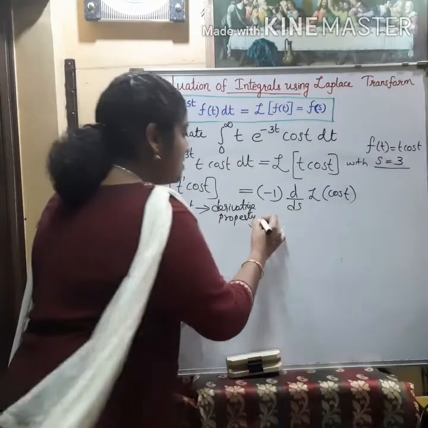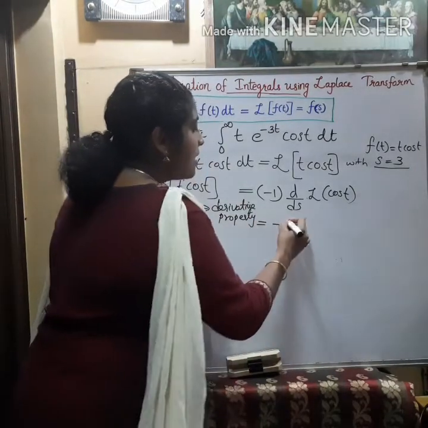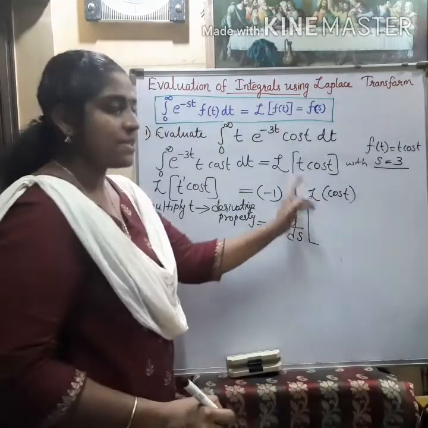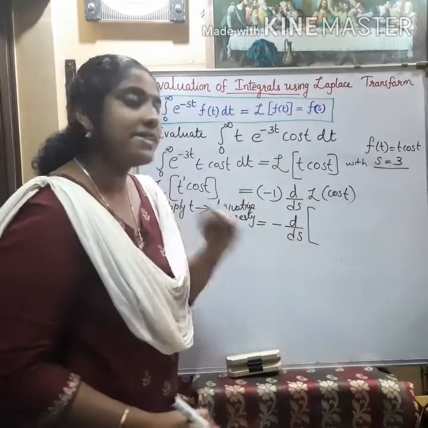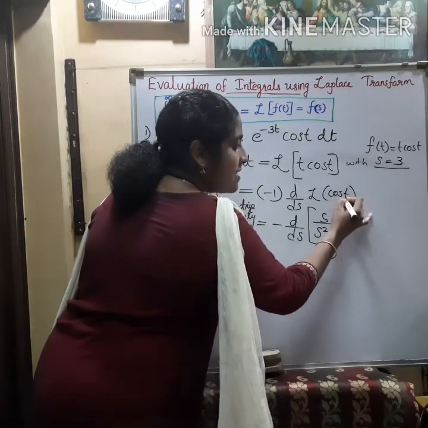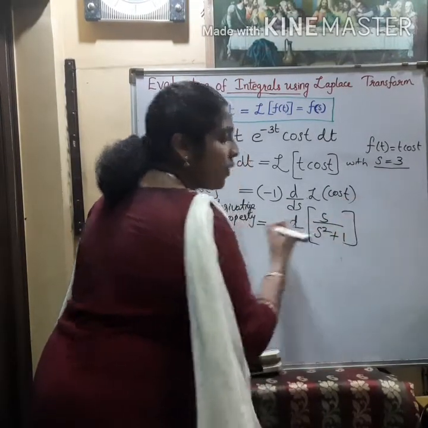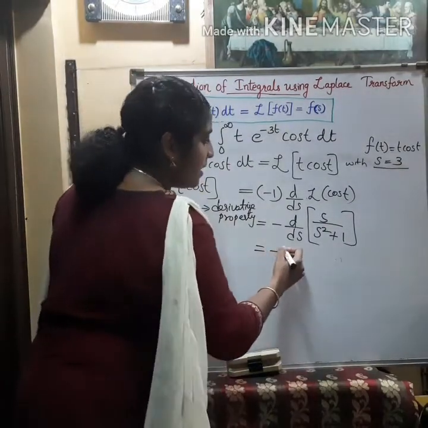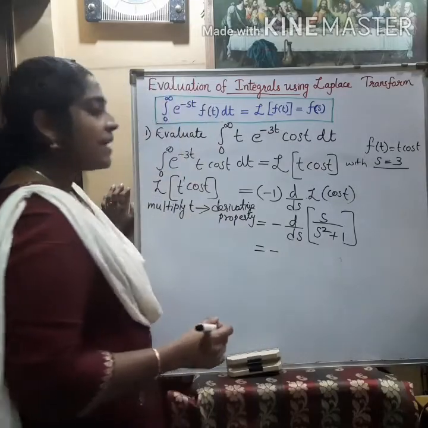Okay, so that is equal to minus d by ds of the Laplace transform of cos at, that is s by s square plus a square. A is here 1, so s by s square plus 1. Now that is equal to minus d by ds of s by s square plus 1.